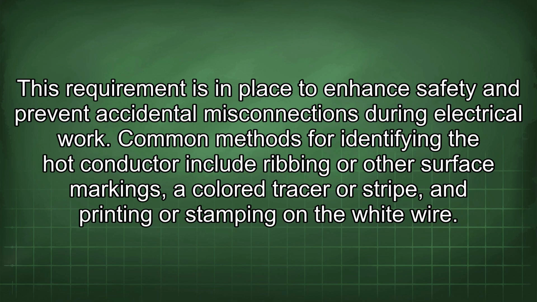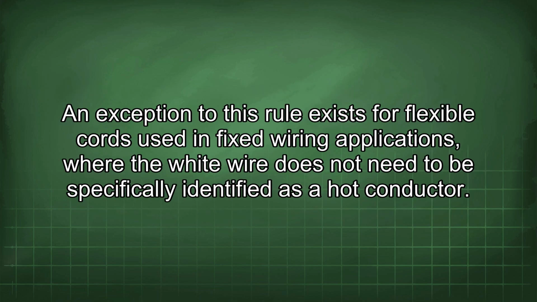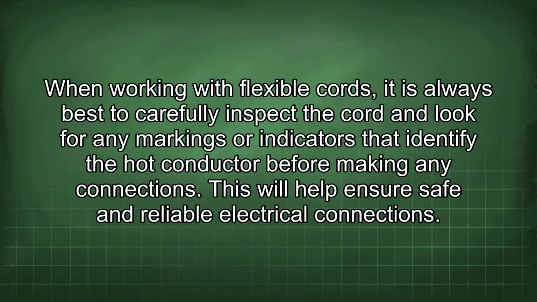Common methods for identifying the hot conductor include ribbing or other surface markings, a colored tracer or stripe, and printing or stamping on a white wire. An exception to this rule exists for flexible cords used in fixed wiring applications, where the white wire does not need to be specifically identified as a hot conductor. When working with flexible cords, it is always best to carefully inspect the cord and look for any markings or indicators that identify the hot conductor before making any connections. This will help ensure safe and reliable electrical connections.